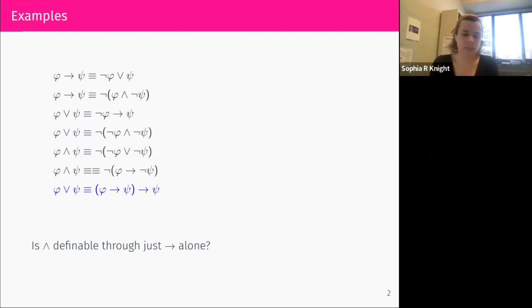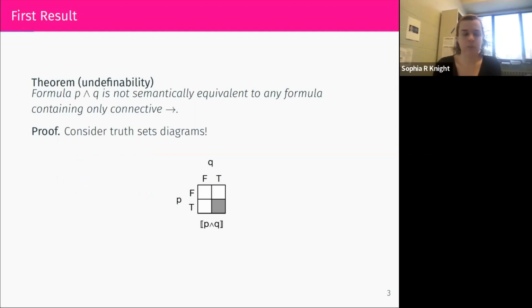But if I tell you the answer is no, it's going to be a little bit tricky to prove that. You're going to have to think, how do we prove this? What proof method do we use here? This is going to be our first example of a truth set algebra proof. Even though or is definable in terms of implication, and is not definable in terms of implication alone.